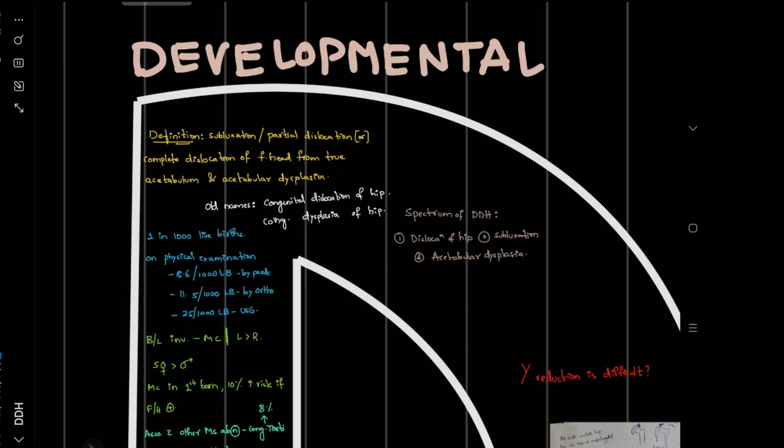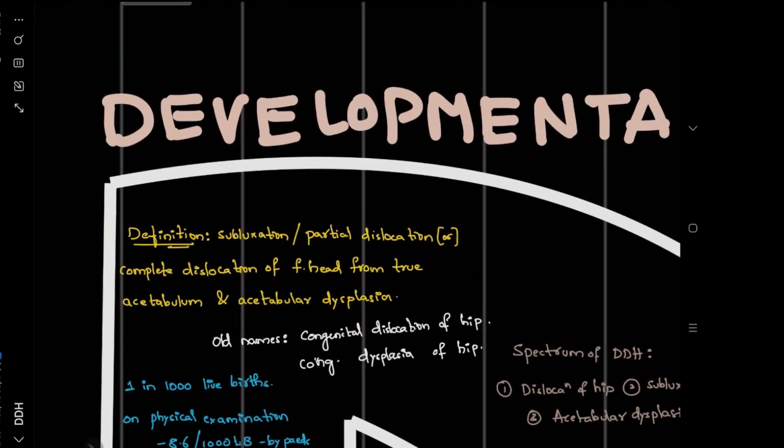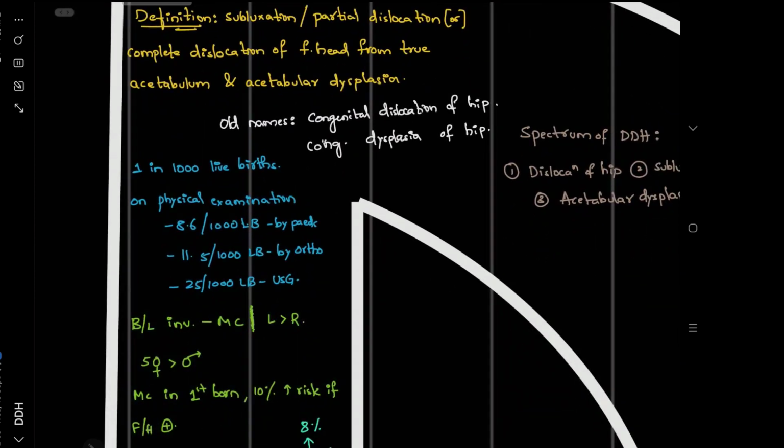Coming to the incidence, why do we need to know about the incidence? Because the incidence tells us the load of the disease. It also tells us how many cases are being diagnosed, and if we are able to diagnose them very early, it will be of better help. So, 1 in 1000 live births on physical examination, this is the study done. When physical examination was done by pediatric doctors, it was 8.6 per 1000 live births. When done by orthopods, it is 11.5 per 1000, and when done using ultrasound scanning, it is 25 per 1000 live births.